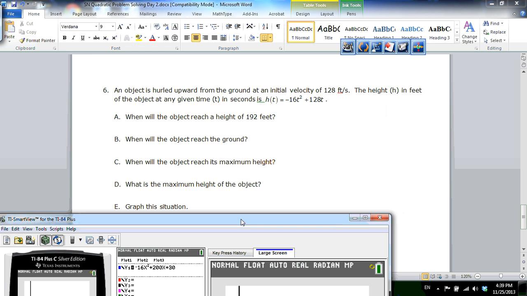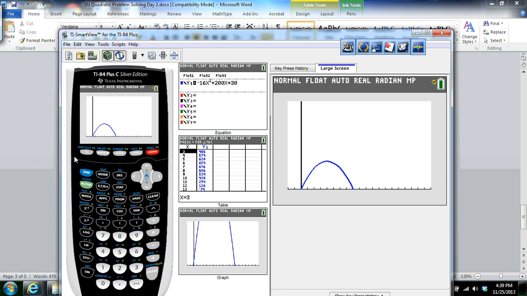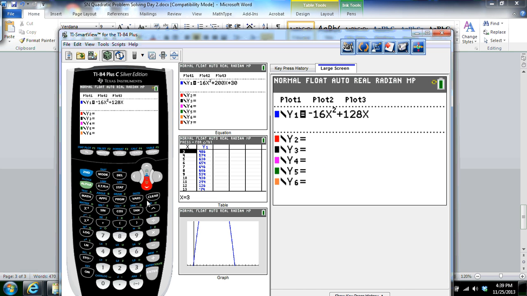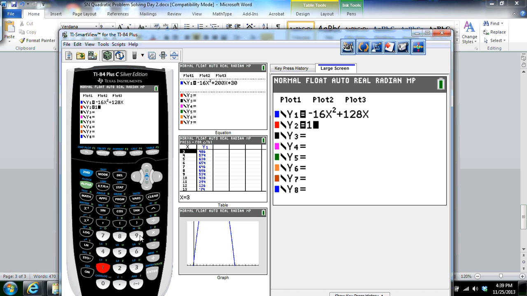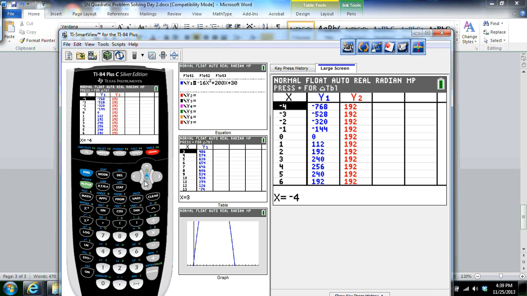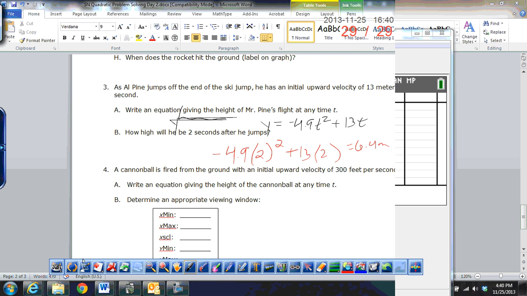So we want to know, when will the object reach a height of 192 feet? So that means we're going to go under y2. We're going to put 192 in. I'm going to second table, and I think this one's whole numbers, so we can actually see. Yeah, look at that. It'd probably be wise to double check the table real quick. So at 2 and at 6 seconds.